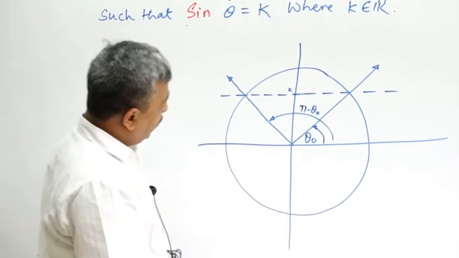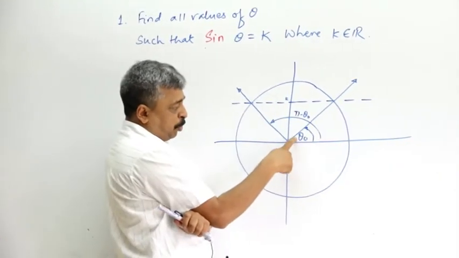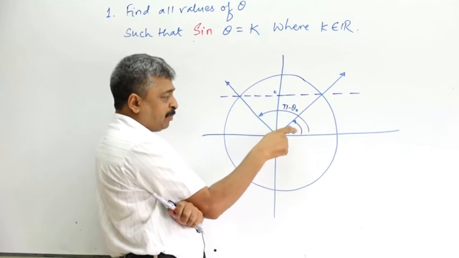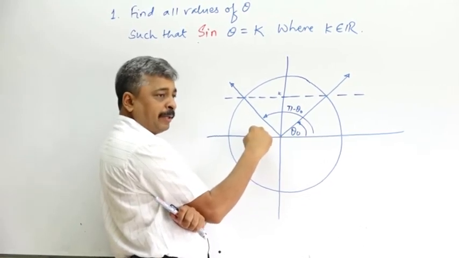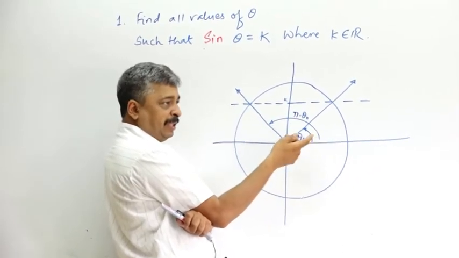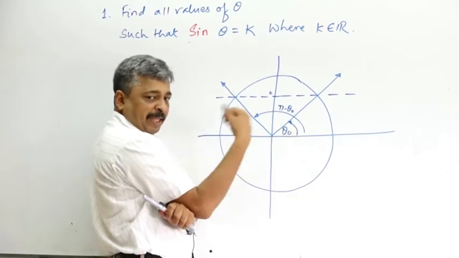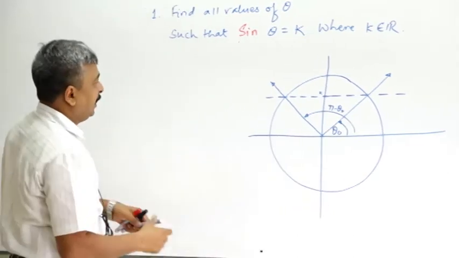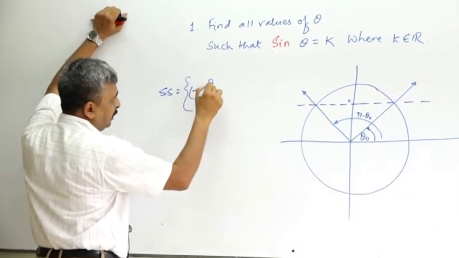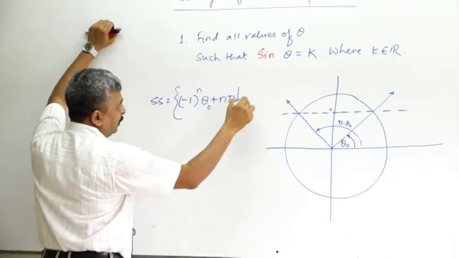Okay? So now, therefore, in this diagram itself, once my theta naught is positive, which I am adding it to 0, second time my theta naught is negative, which I am subtracting from pi. Okay? So this theta naught is going to change its sign. If n is even, I want sign positive. If n is odd, I want sign negative. Let us write down. So solution set is equal to -1 raised to n times theta naught plus n pi, where n belongs to z.